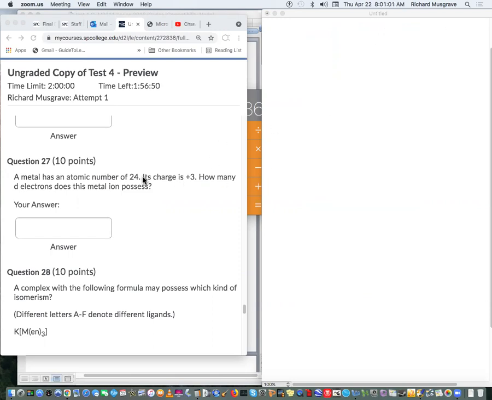All right, so we were looking at problem 27. I'm going to do one more of those examples. A metal has an atomic number of 24. So what that means is it's going to be [Ar] 4s2 3d4. So you can see that this is going to match here. It's actually chromium, but that doesn't really matter here.